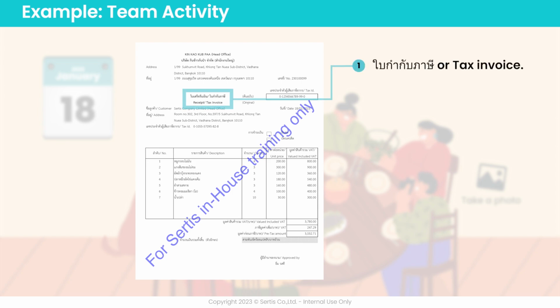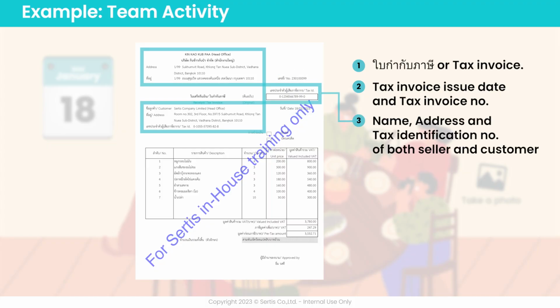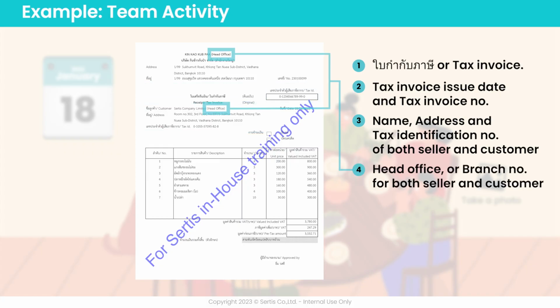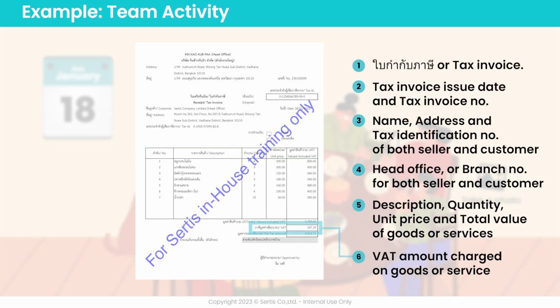First, wording of ใบกำกับภาษี or tax invoice. Second, tax invoice issue date and tax invoice number. Third, name, address, and tax identification number of both seller and customer. Fourth, head office or branch number for both seller and customer. Fifth, description, quantity, unit price, and total value of goods or services. Sixth, the amount charged on goods or services.